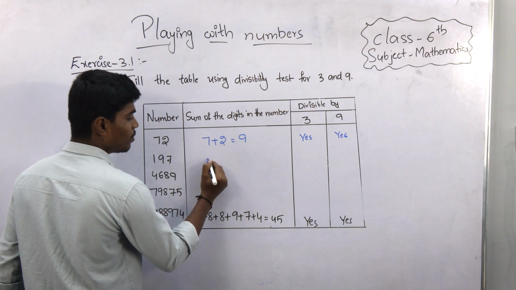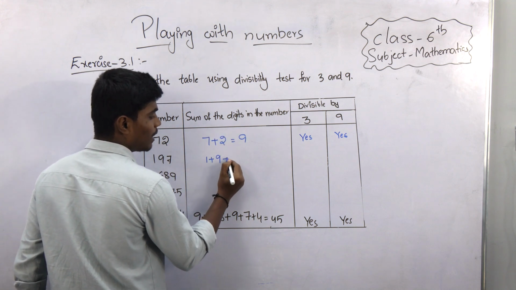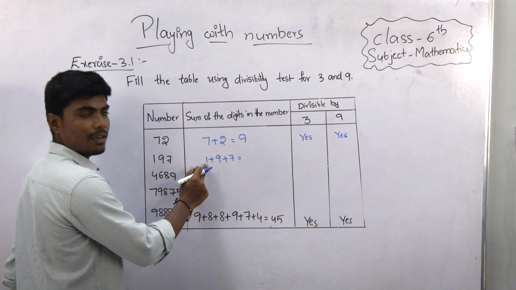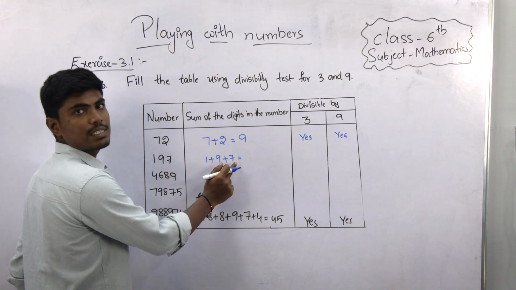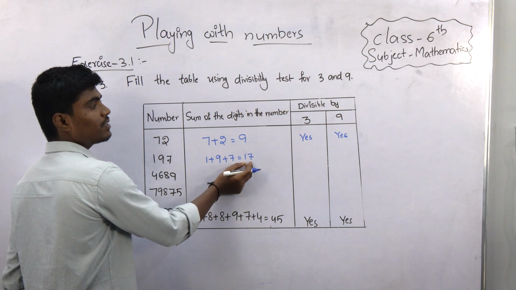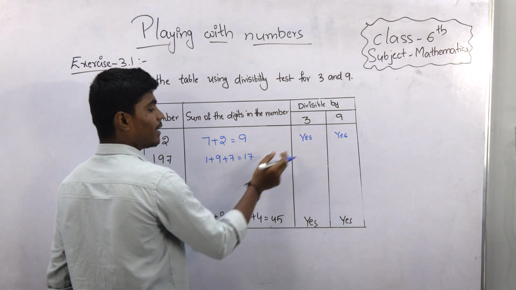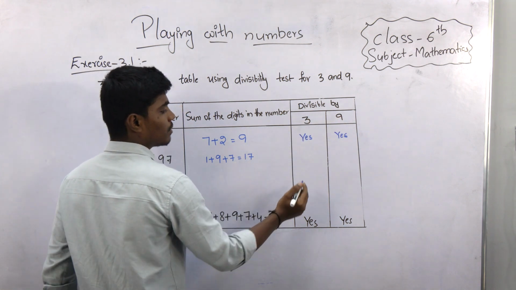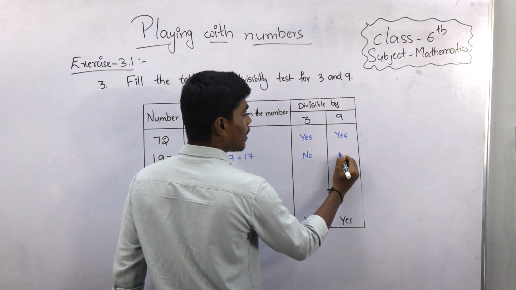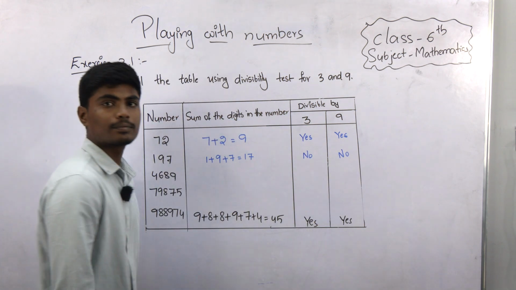Now second one, 197. Sum of the digits. So 1 plus 9 plus 7. 9 plus 1 is 10. 10 plus 7 is 17. See, 17. 17 is not divisible by 3 and not divisible by 9. So this number is also not divisible by 3 and not divisible by 9.